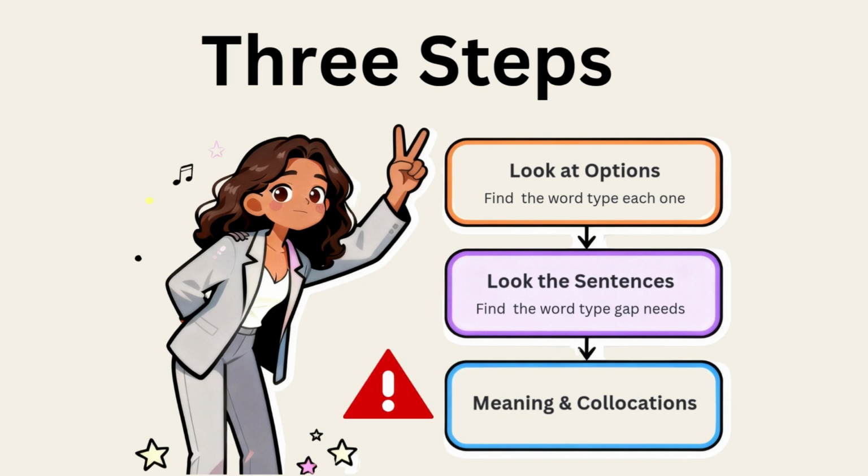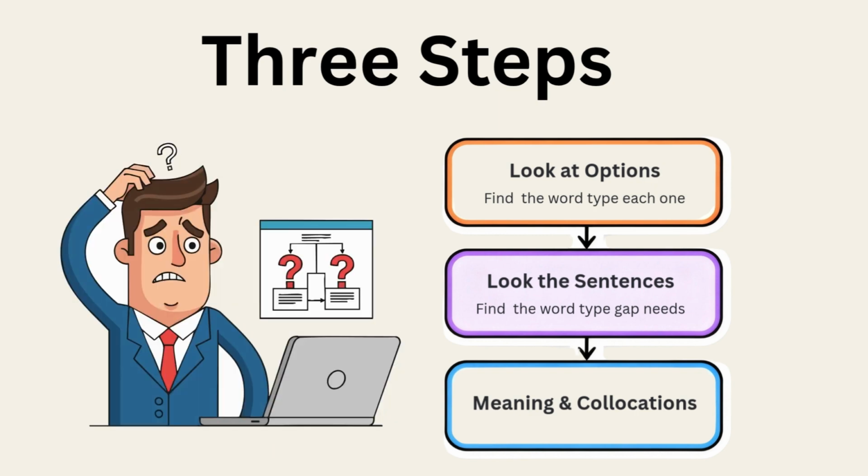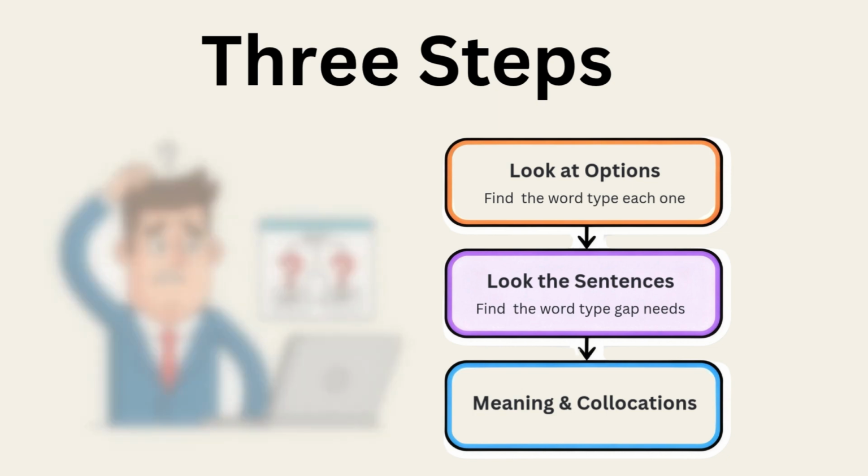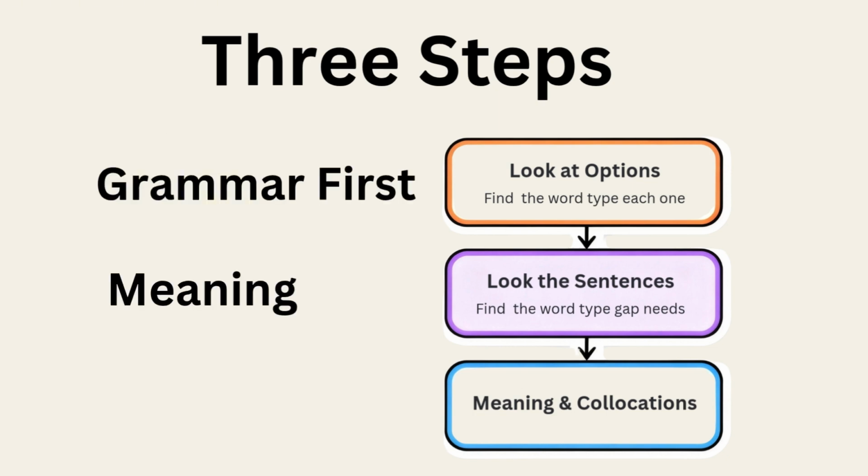But here's where most students make a mistake. They start with step 3. They read the whole sentence. They translate in their heads. They think about the meaning. Then they look at the options and think, which one sounds right? And suddenly one gap takes 20 seconds. Then another one takes 30 seconds. And before you know it, you're running out of time. So we're going to do the opposite. Grammar first, meaning last, okay? Let's start.